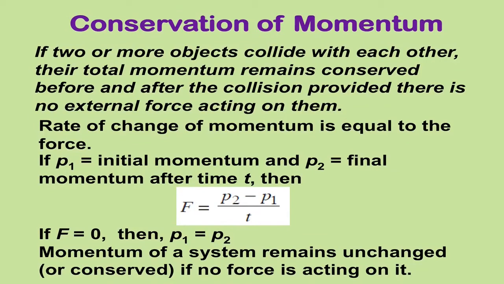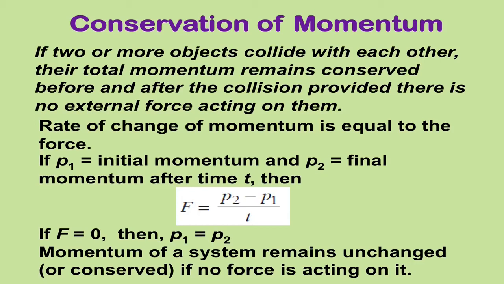Now let us discuss conservation of momentum. According to this law, if two or more objects collide with each other, their total momentum remains conserved before and after the collision, provided there are no external forces acting on them. From Newton's law of motion, we know that the rate of change of momentum is equal to the force. If P1 equals the initial momentum and P2 equals the final momentum after time t, then F equals (P2 minus P1) divided by t.